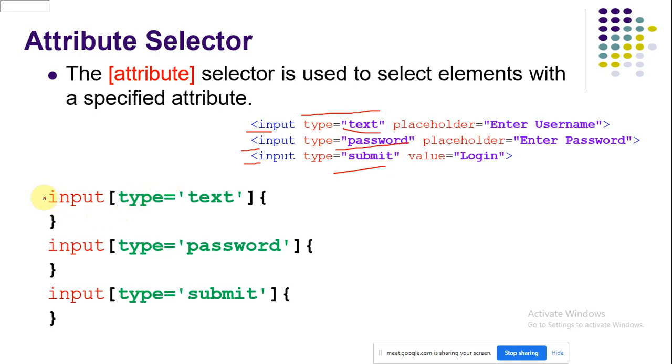How will you do that? After the tag name, in square brackets, we specify the attribute which you want to select. For example, I want to select only the text box. You can use input square bracket type is equal to text. Similarly, input square bracket type is equal to password. Here you can write CSS code only for the text box. Here you can write CSS code only for the password box. Here you can write CSS code only for the submit button. So this is called the attribute selector.